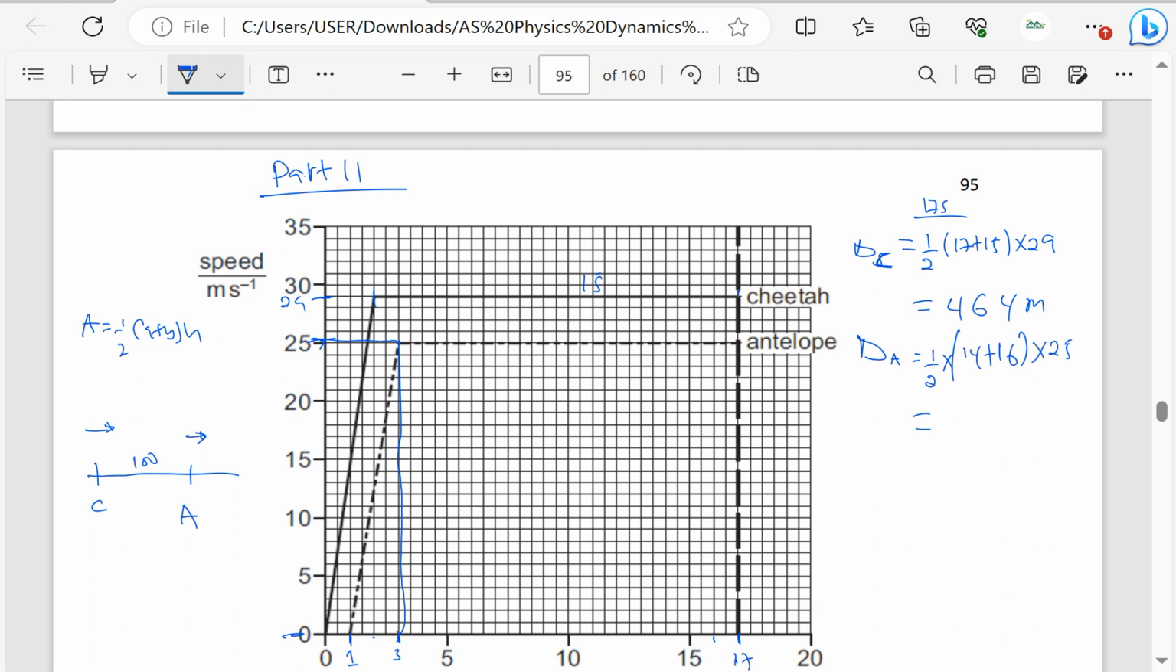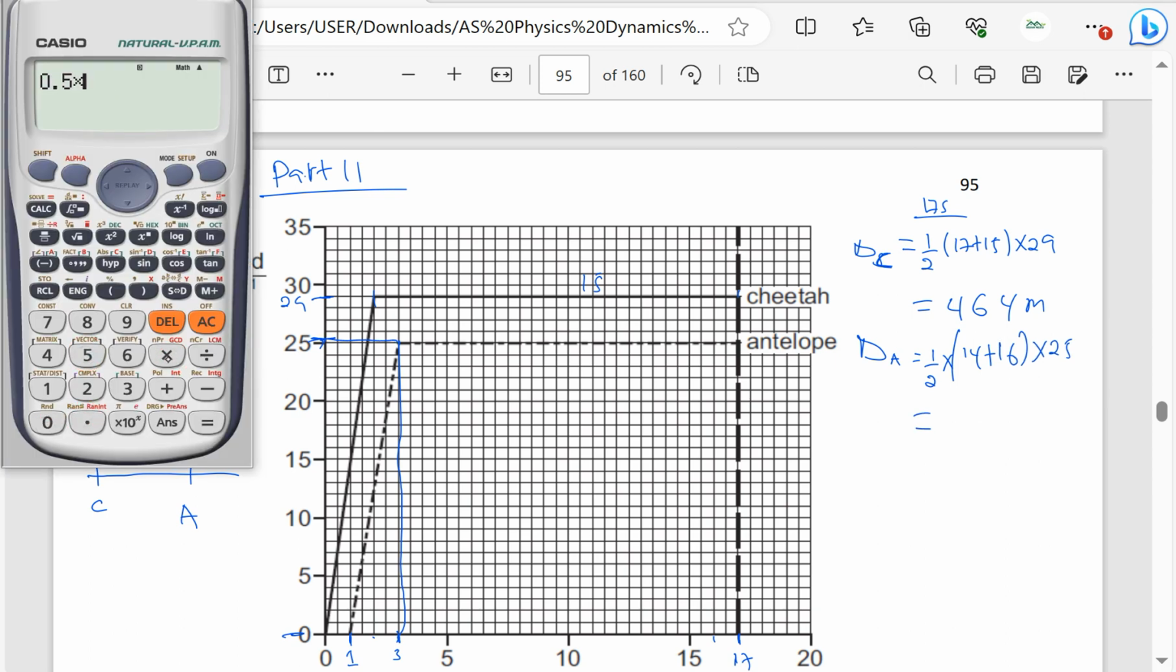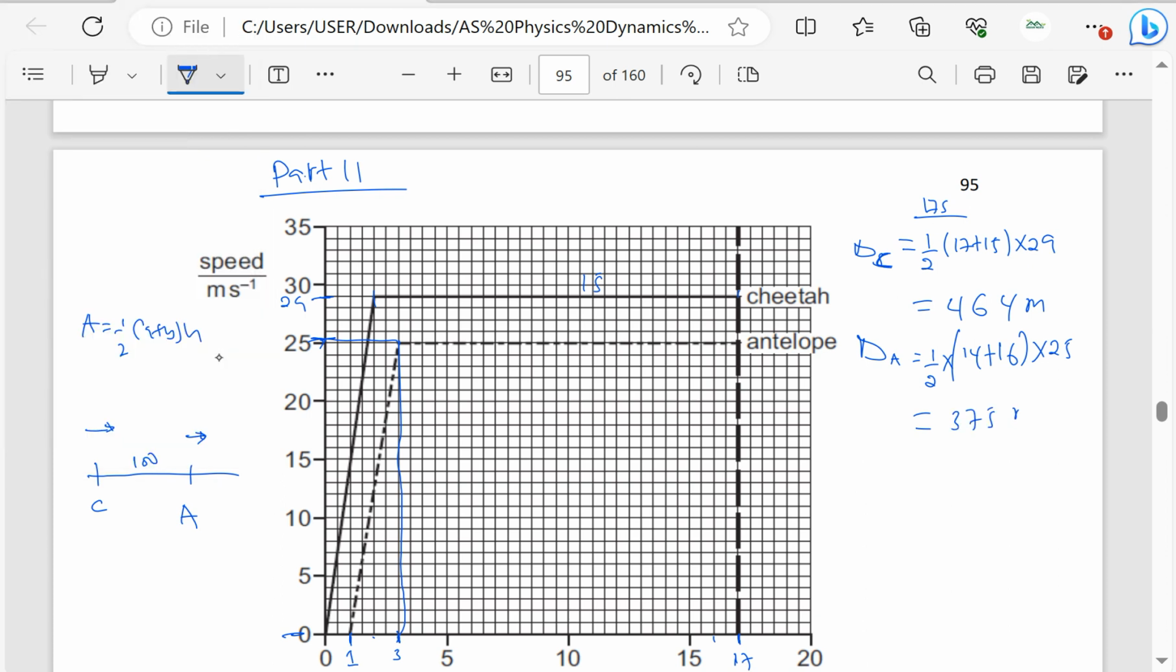So this gives us 0.5 times 14 plus 16, which is 15, times 25, which is 375 meters. So in 17 seconds, the antelope has covered 375 meters, and the cheetah covered 464 meters.